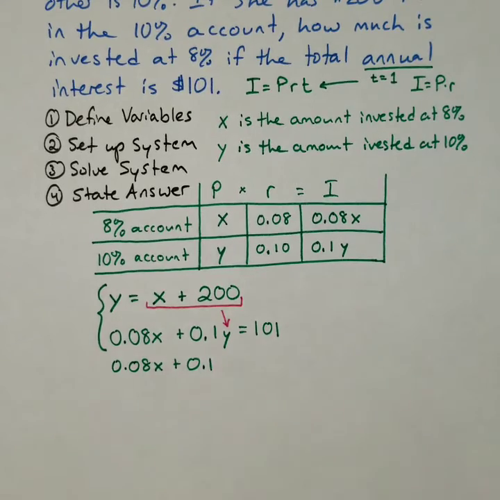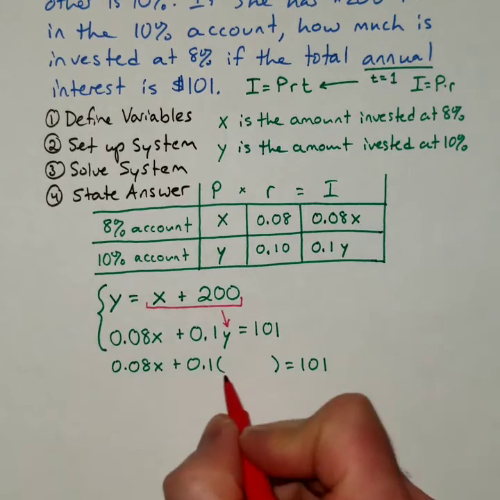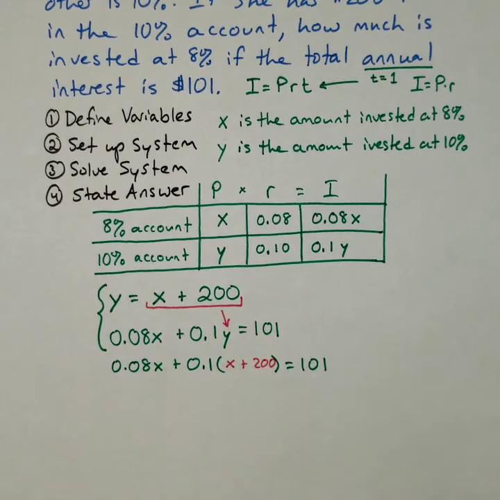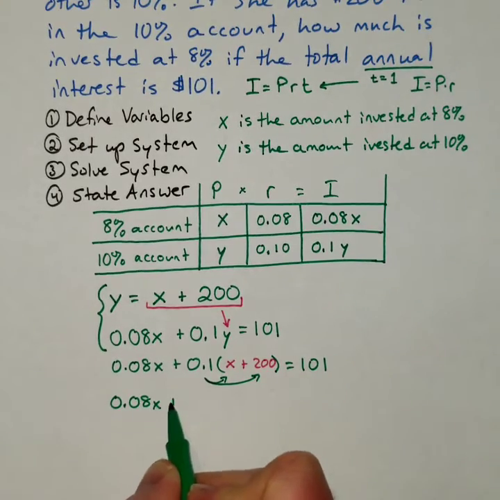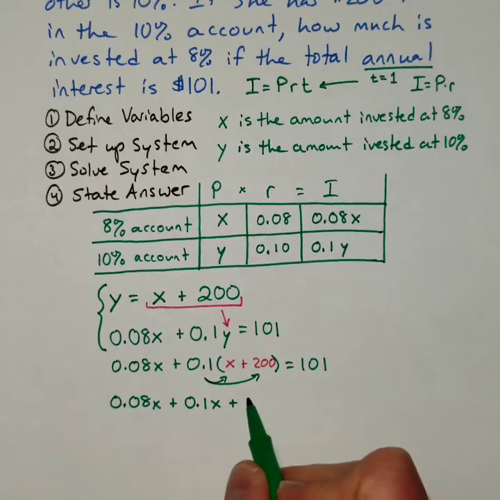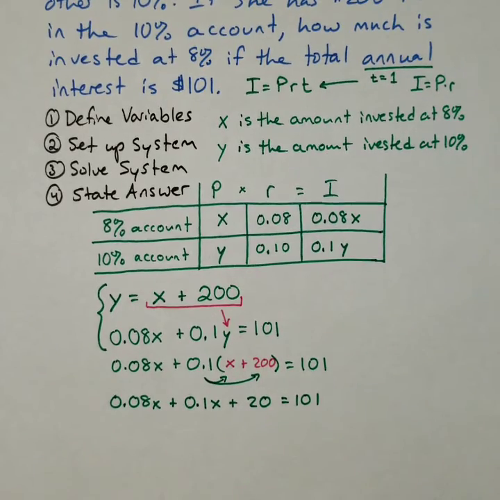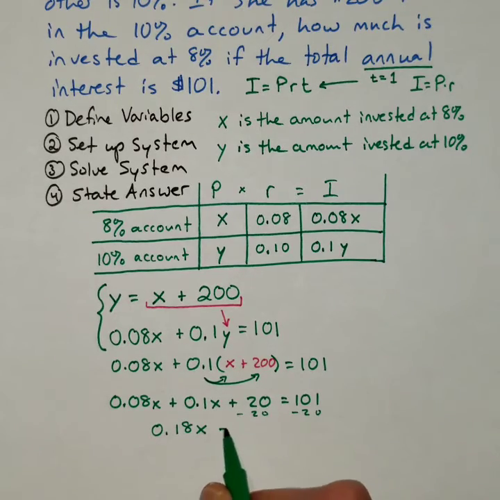0.08x plus 0.1 times that new expression equals 101, and the new expression becomes x plus 200. Then I need to distribute my 0.1. It's 0.08x plus 0.1x. Now 0.1 times 200 is the same as 10% of 200. That gives me 20 equals 101. And then I combine like terms. This becomes 0.18x, right? 0.08 and 0.1. And I'm going to subtract the 20 from both sides just to simplify this up. That gives me an 81. So now we're going to free up the x. I've got to divide both sides by 0.18.